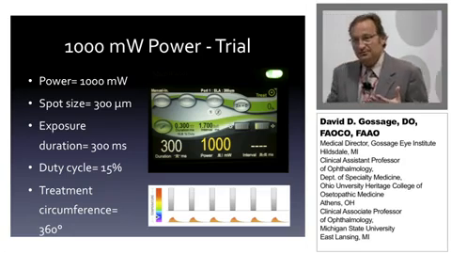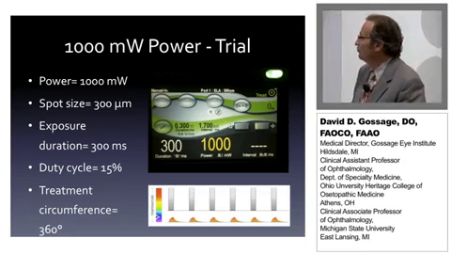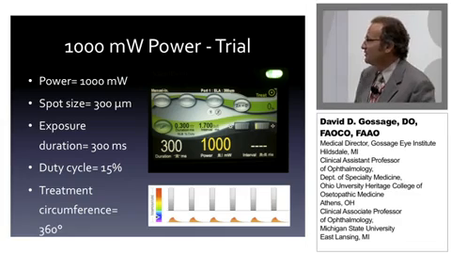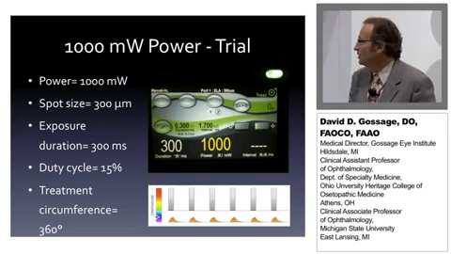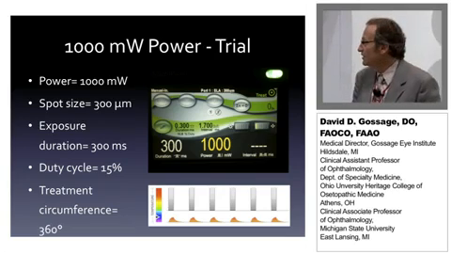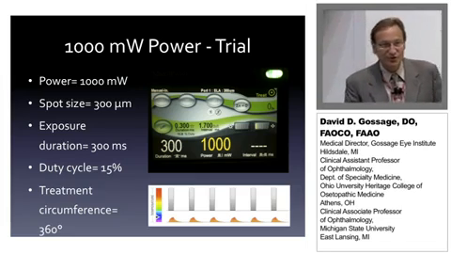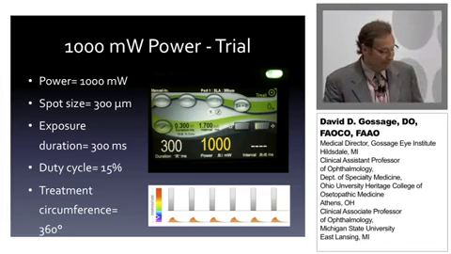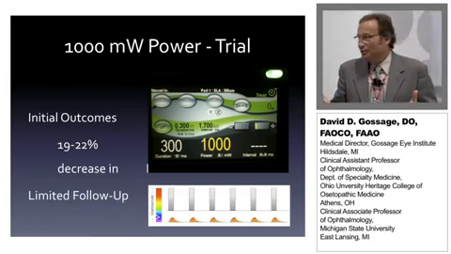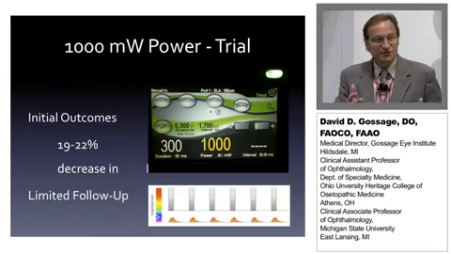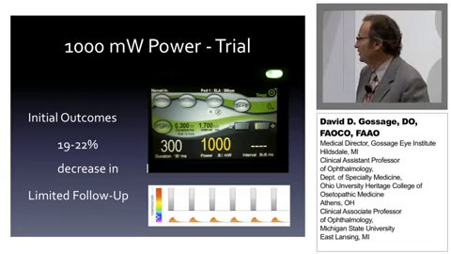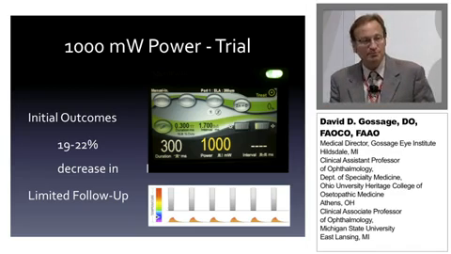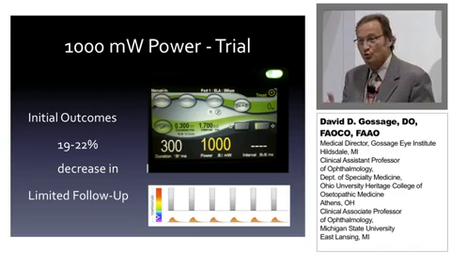The next thing we did is, let's look at 1,000 milliwatts of power. What happens when we increase the power to 1,000 milliwatts using the same spot size of 300 microns and the same exposure duration of 300 milliseconds, and a duty cycle of 15%, treating 360 degrees again? Well, we don't know what the outcomes are yet, but what we've seen so far is about a 19 to 22% reduction in the pressure. So we are seeing a little bit better reduction possibly with 1,000 milliwatts.